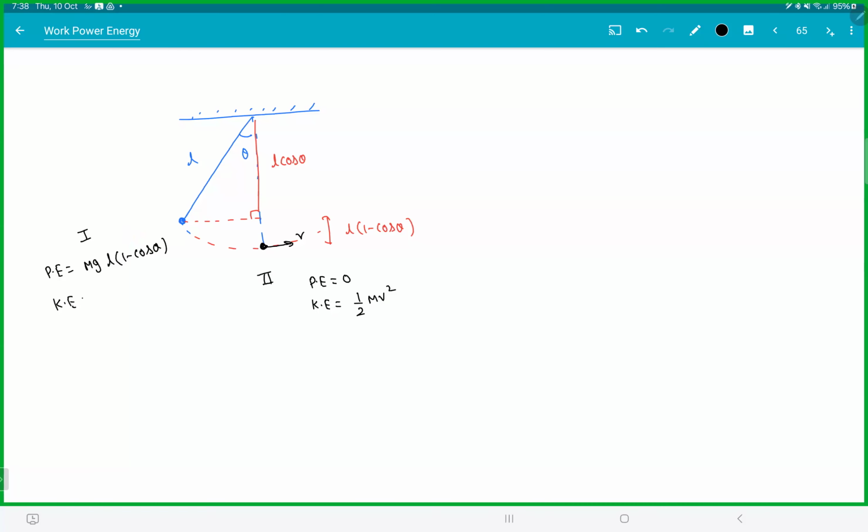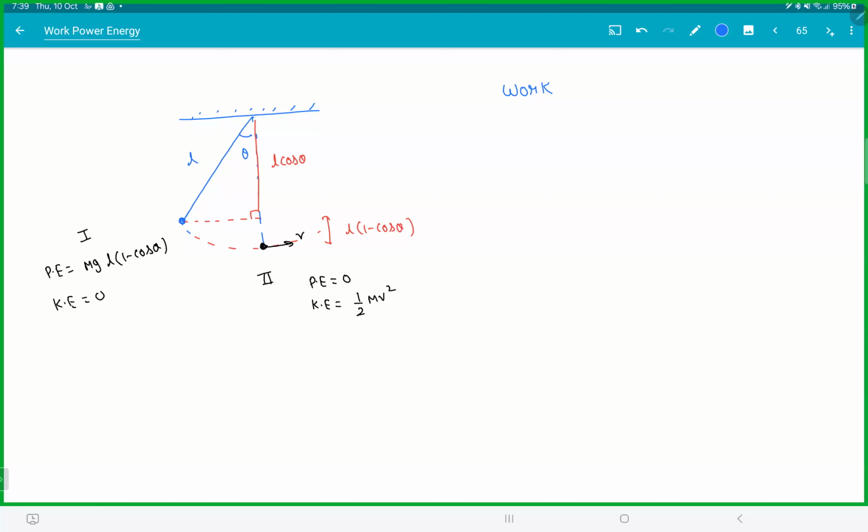So kinetic energy is 0. Are there any external forces on the system? Think and tell me, don't shake your head. Are there any external forces on the system? Yes, there is a tension. Gravity is always internal if you take potential. The moment you use the word gravitational potential energy, you're including it in internal. Tension is the external force.